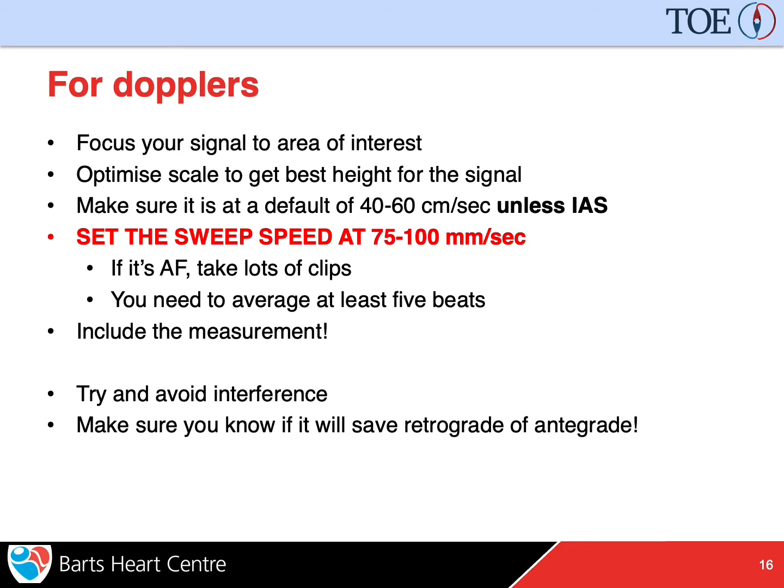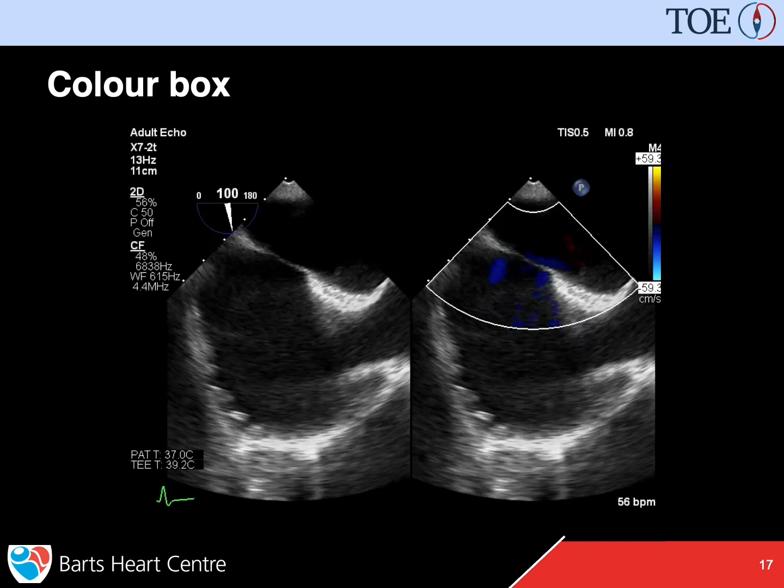And as I said, as with your 2D, include the measurement. So don't just present the Doppler image without the line on showing that it is the E to A ratio of XYZ, for instance. Try and avoid interference. I'll show you some examples. And as I've said, make sure you know if it will save antegrade or retrograde.